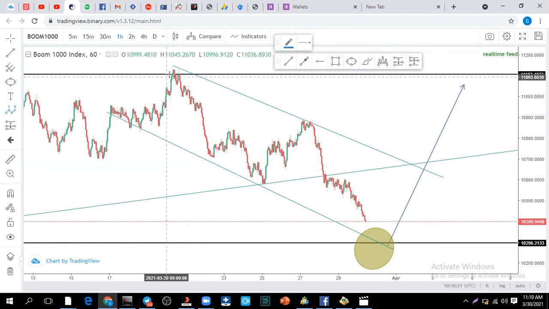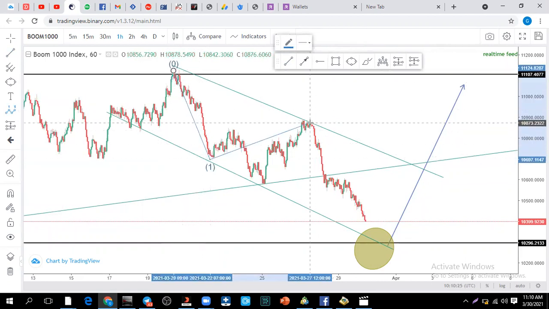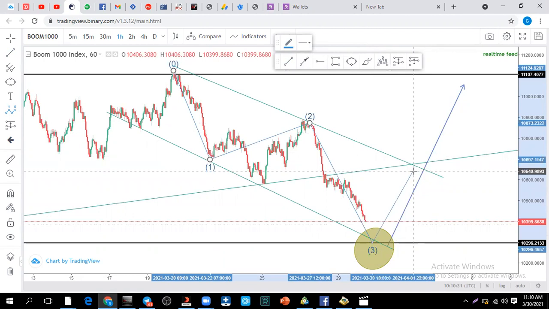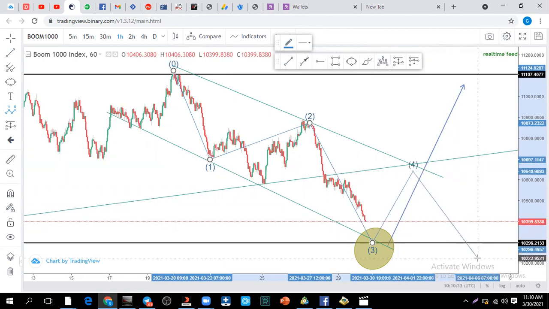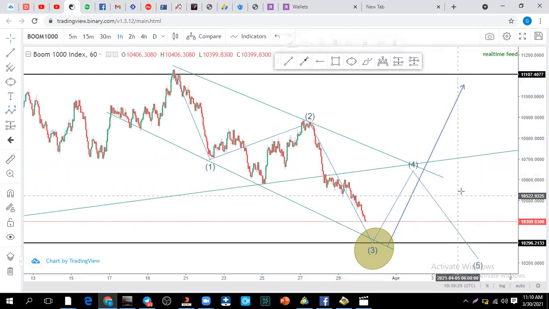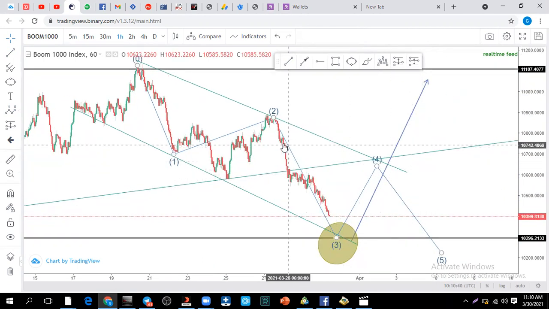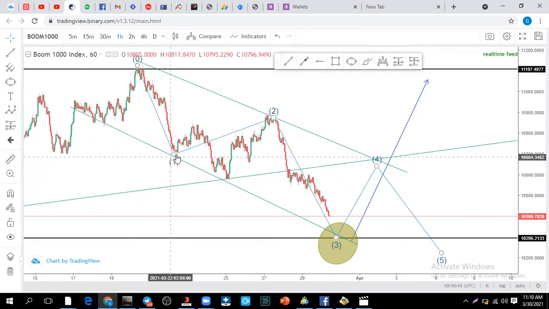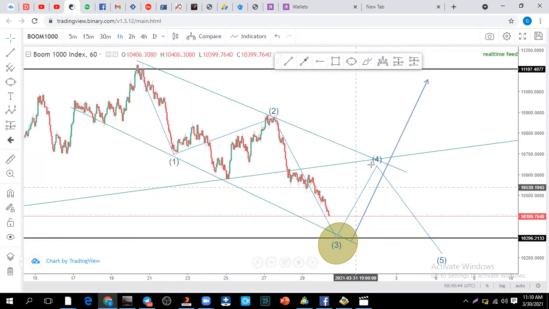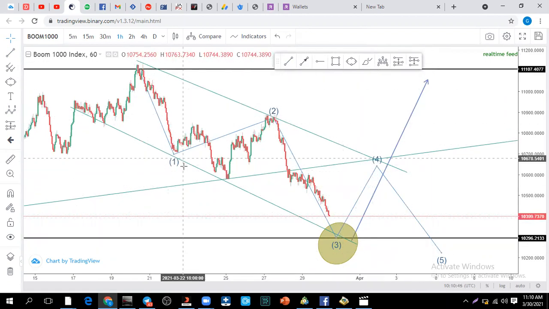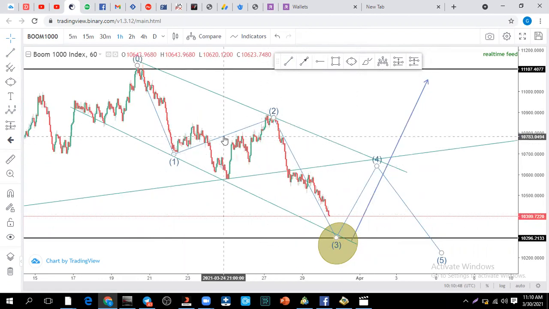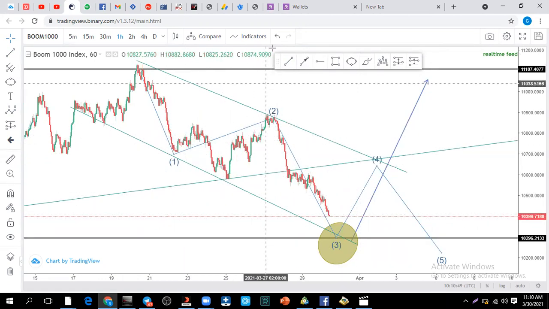If we use the Elliott wave impulse move, you will see 3, 4, and 5. I know this will look kind of complicated for you guys, but you have to understand this. When there is an impulse move, there is always a correction, impulse move, correction, impulse move. So this is 5 waves, right? These are the 5 waves.